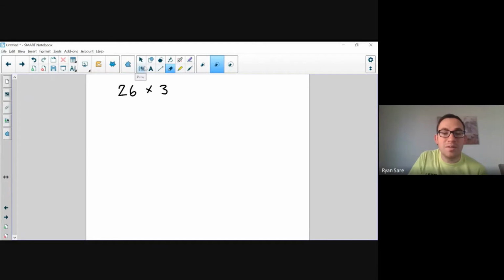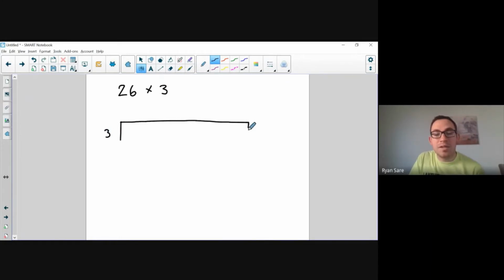So what we're going to do is draw this as a rectangle, as if we were finding the area. So it'll be 3 this way, and it'll be 26 this way. And we're still going to use that strategy of breaking things up. We're going to split this here, though. This is going to be equal to 20, and this is going to be equal to 6, and those get added together, so we'll put a little addition symbol here.